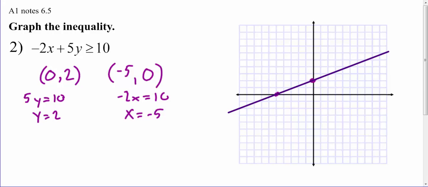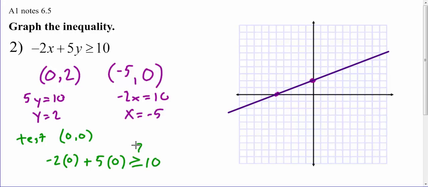We test a point. And honestly, the easiest point to test, unless it's on the line, is the point (0, 0). So what I'm going to do is say, okay, does (0, 0) satisfy the inequality? I'm going to do -2 plus 0 plus 5 times 0 greater than or equal to 10, and I've got to answer that question. Is this true? Well, over here I get 0 greater than or equal to 10. Is that true? No. That means (0, 0) right here is not part of the solution.